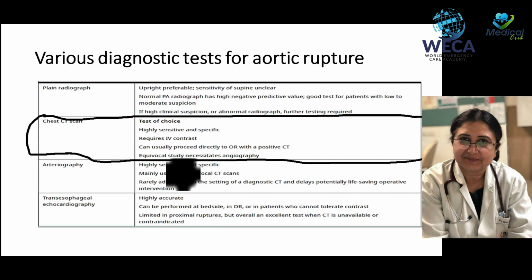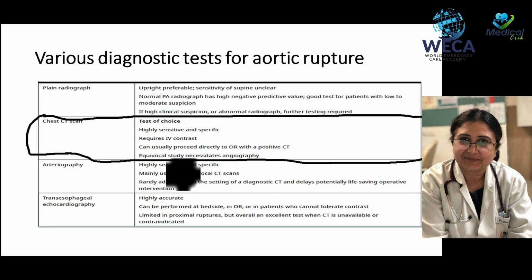So diagnostic testing depends on the hemodynamic condition of the patient. If the patient is not hemodynamically stable, the patient is in shock. So such patients with a high degree of index, FAST positive, and a high suspicion of aortic injury, we need to take the cardiothoracic surgeon in the loop early and decide to take the patient to the OR for exploratory surgery to find out the rupture in the aorta and repair accordingly.